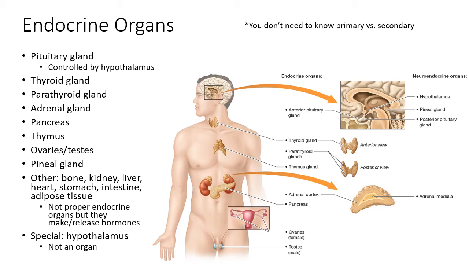You also have other organs in the body that release important hormones. Those include the bones, the kidneys, the liver, heart, stomach, the intestines, and just adipose tissue.